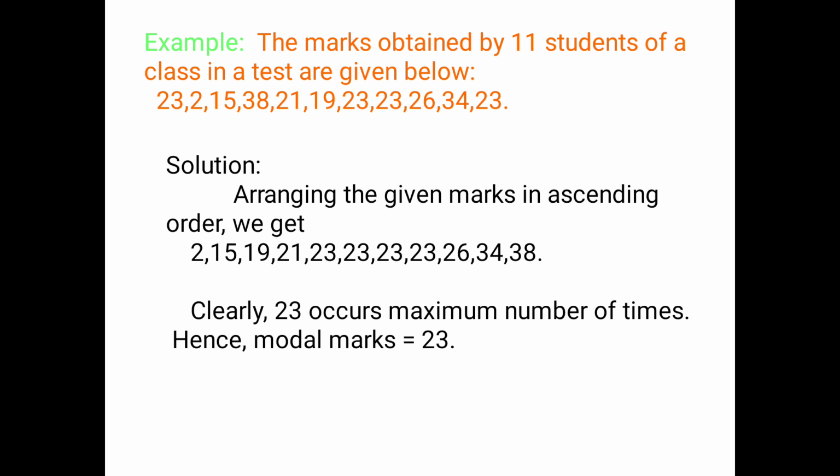See the example. The marks obtained by 11 students of a class in a test are given. First of all, we have to arrange the numbers in ascending order. For mean, median and mode, we need to arrange in ascending order first. Then we can say which number is repeated many times. 23 is repeating 4 times, so the mode is 23. Are you clear, children? Mode.